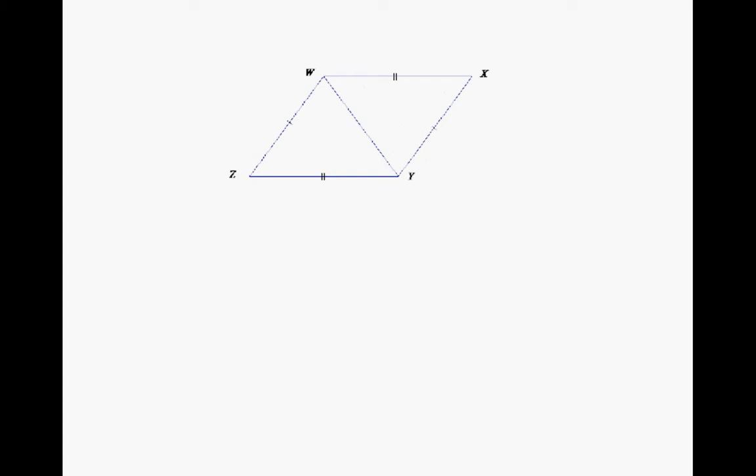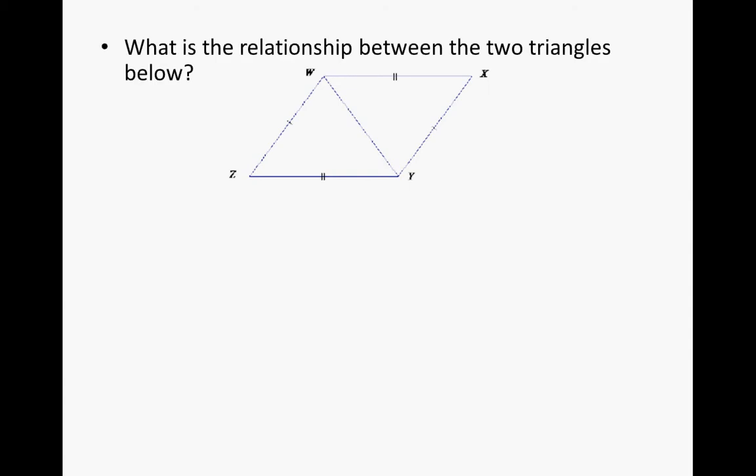Here we have a figure of two triangles, but notice that they are connected. They share the same side, line segment WY. We also note that the side WX is equal to ZY, and through the marks, ZW is equal to XY. So what is the relationship between the two triangles below? Well, the triangles share a common side.